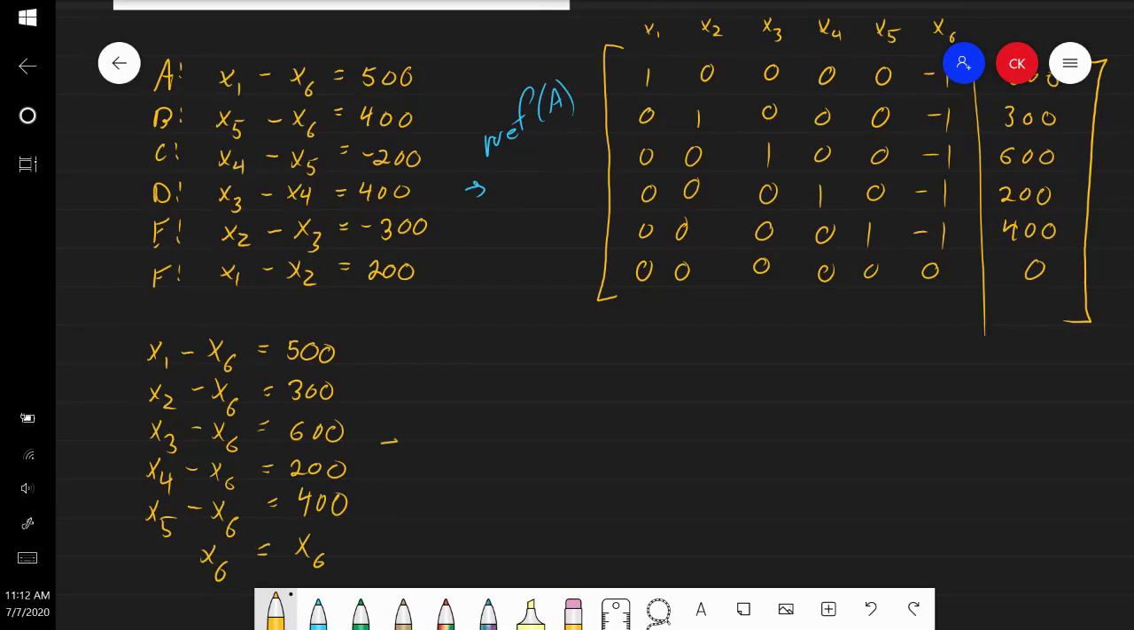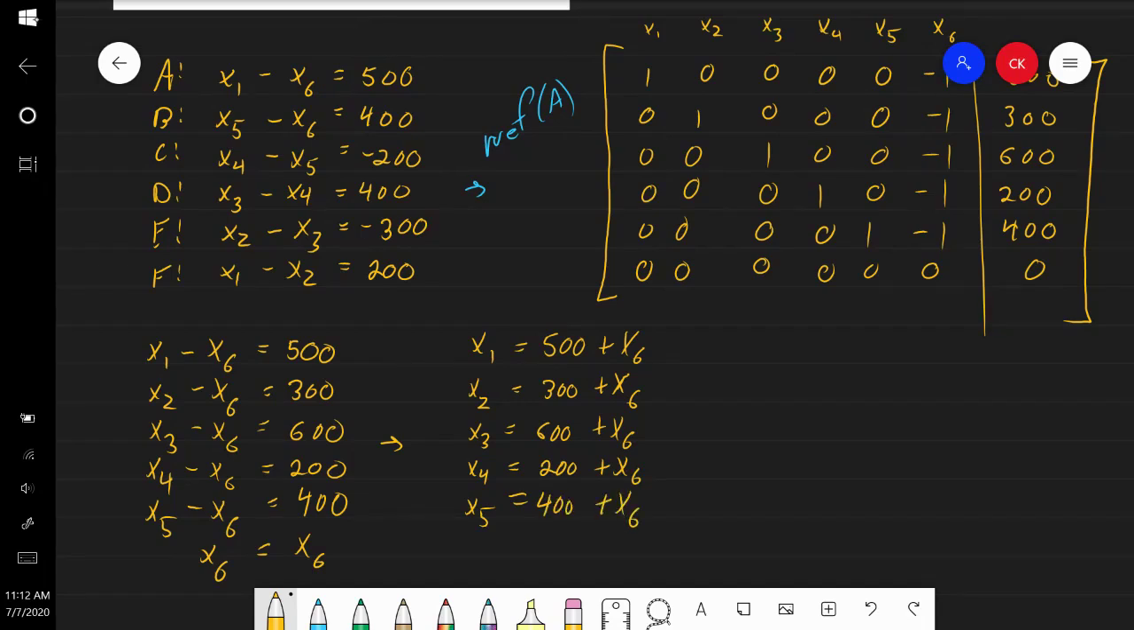Of course, the last step then is to write this out as some explicit equations in terms of x6. So x1 is 500 plus x6, x2 is going to be equal to 300 plus x6. x3 is going to be equal to 600 plus x6. x4 is going to be equal to 200 plus x6. x5 is equal to 400 plus x6. And of course, x6 is again free.